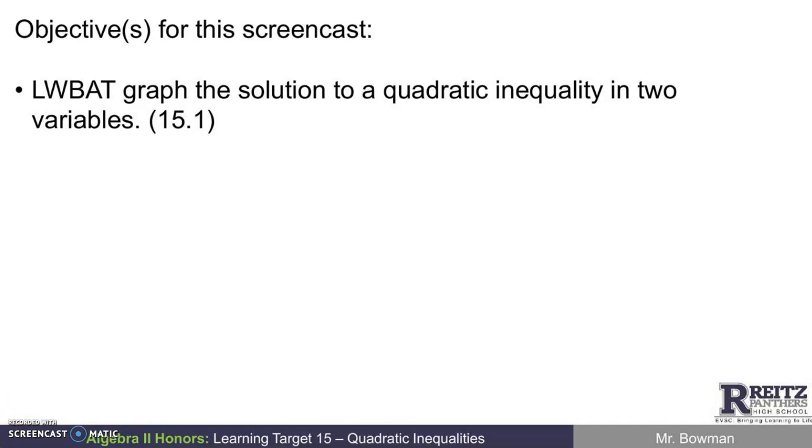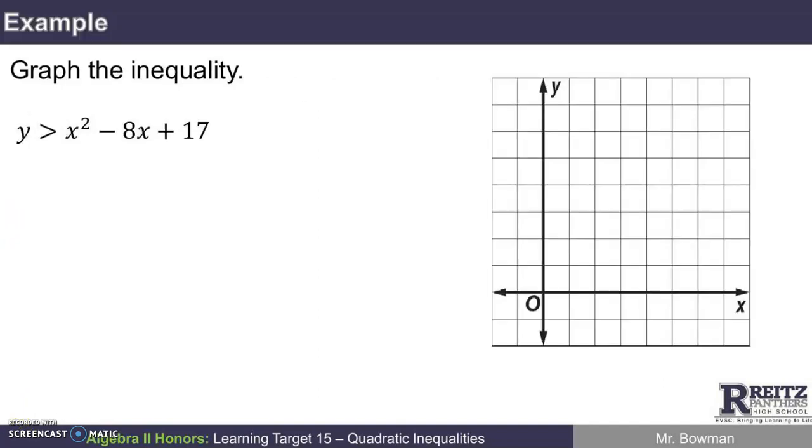The objective for the screencast is learners will be able to graph the solution to a quadratic inequality in two variables. So we want to graph the inequality here. We want to graph y is greater than x squared minus 8x plus 17.